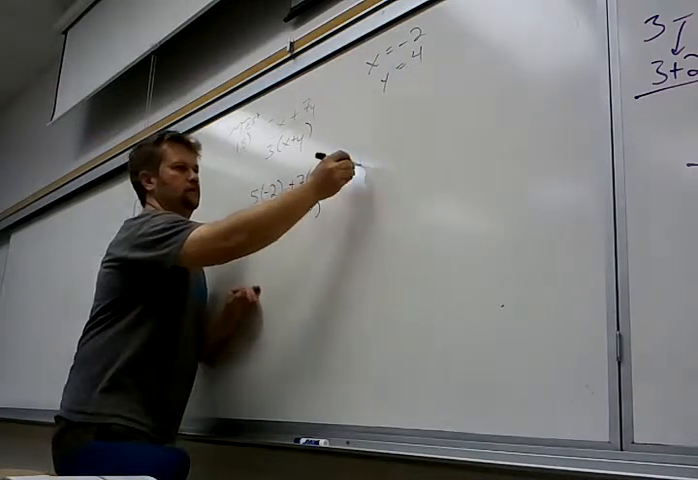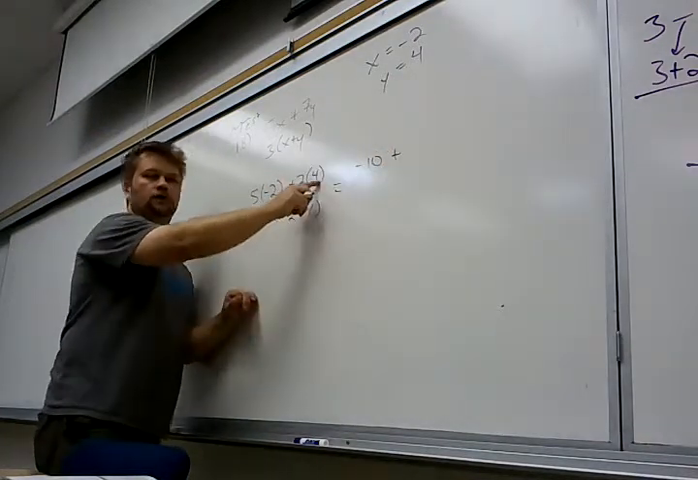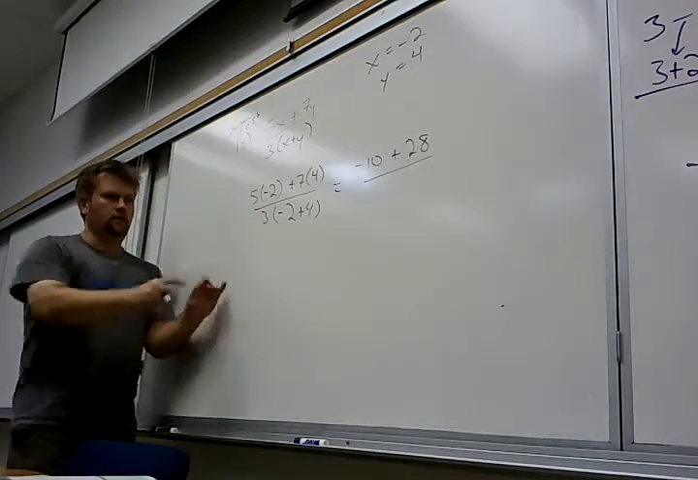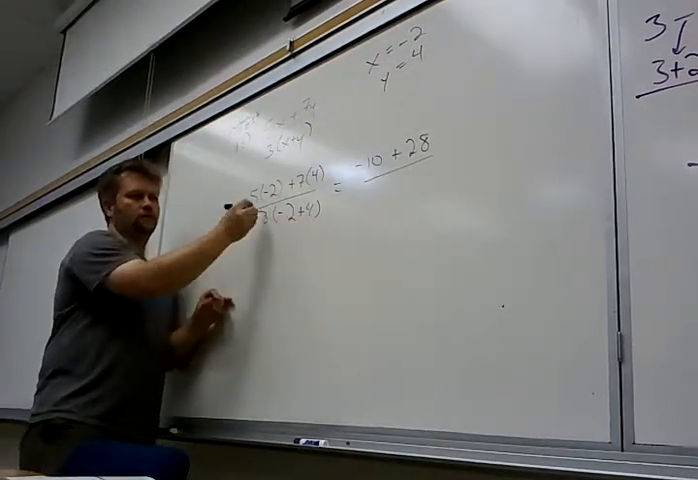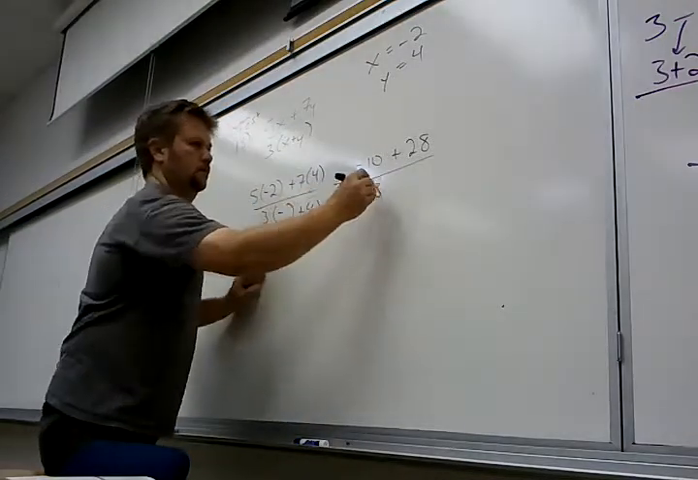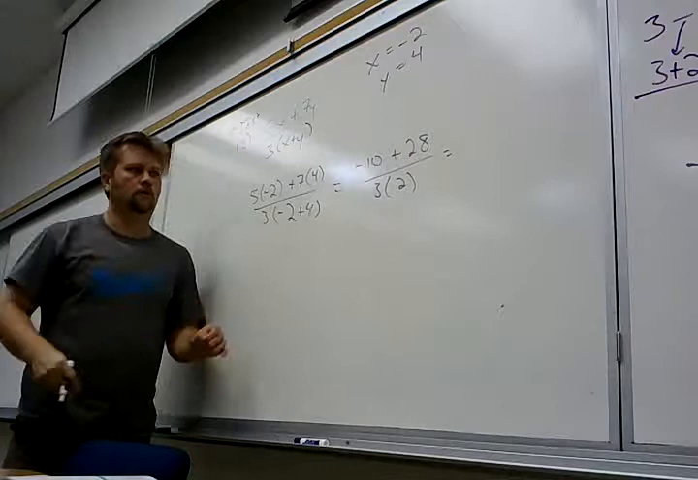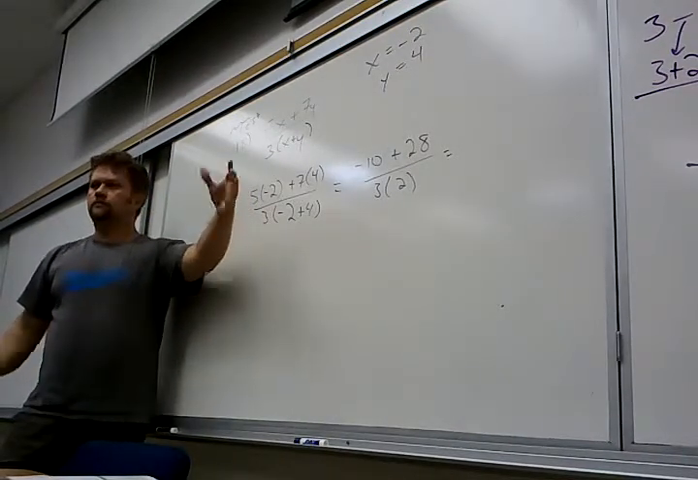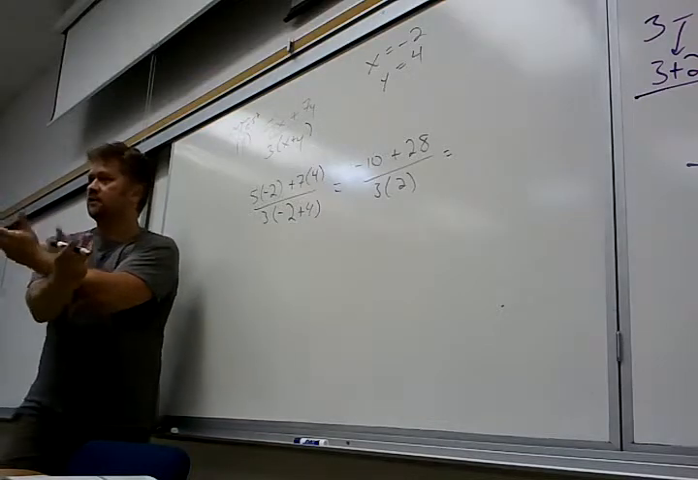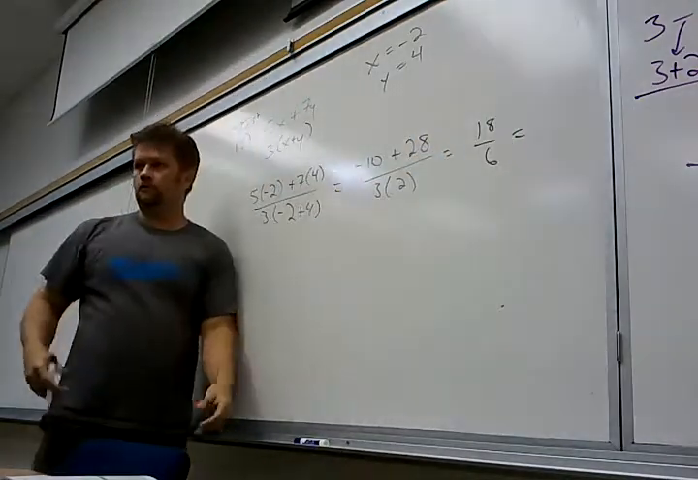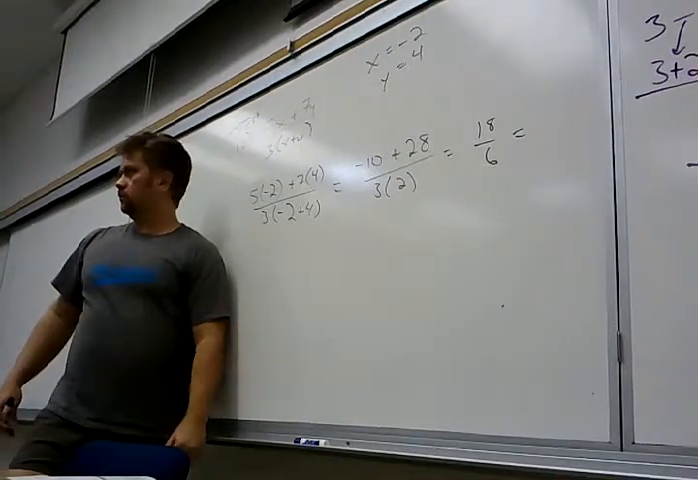So 5 times negative 2. 7 times 4, 28. And 3 times 2. Yeah, 3 times 2. Now, it's not wrong to distribute, but it's sort of extra work in a way. So negative 10 plus 28, and then reduce. That's 28 minus 10, that's 18, over 6. 3. Cool. Exactly.